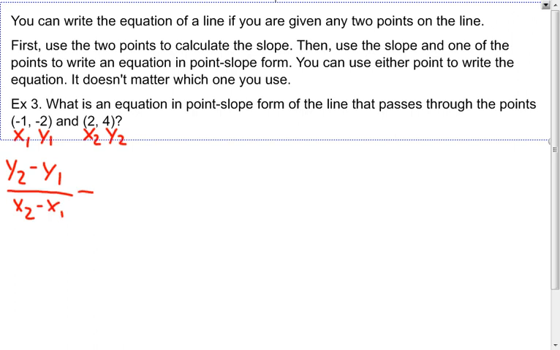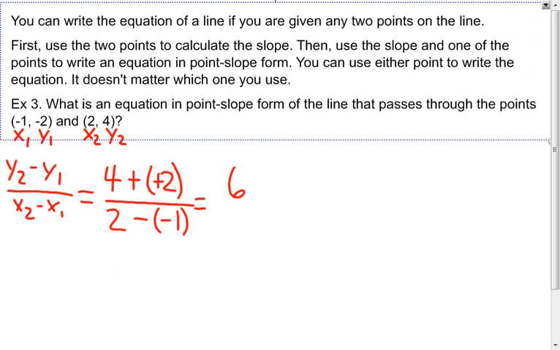Plug some numbers in. y2 is 4. y1 is negative 2. Don't forget my subtraction sign and the negative sign. x2 is 2. x1 is negative 1. Again, don't forget both of those negative signs. 2 negatives together make a positive, so that becomes 6. Minus a negative 1 is the same thing as adding 1, so that's a 3. So my slope is 2.